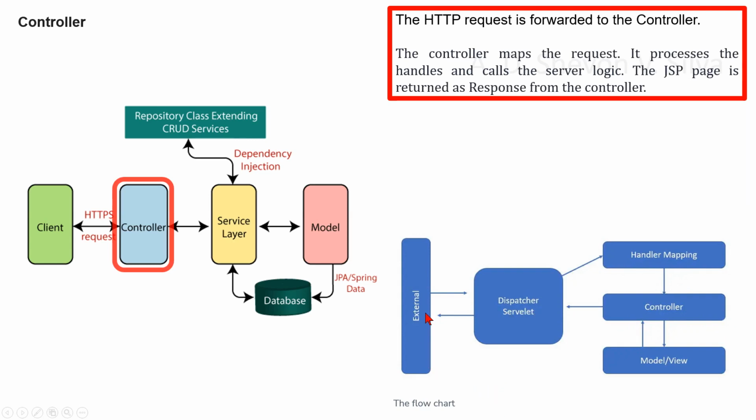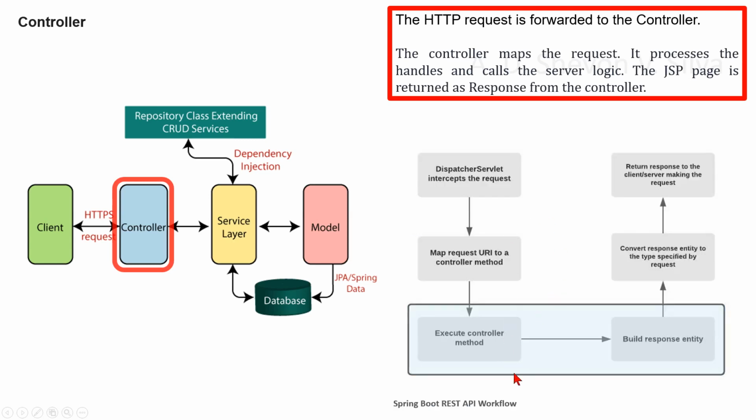Here you can see external interacts with the dispatcher servlet. The dispatcher servlet is connected to handler mapping. Handler mapping is connected to the controller. The controller interacts with the model view, and the controller is connected to the dispatcher servlet. And here the dispatcher servlet is connected to external.